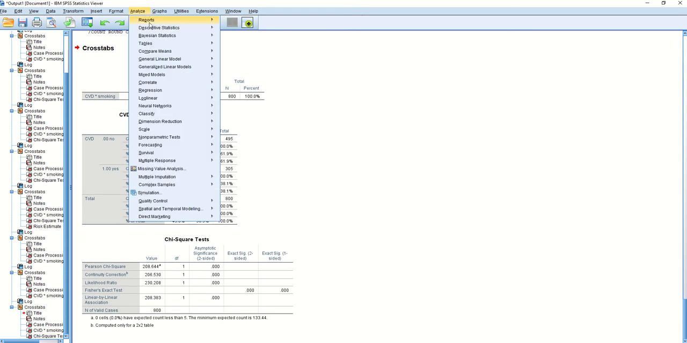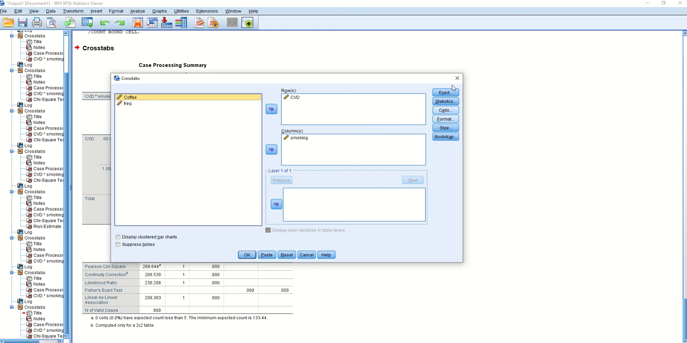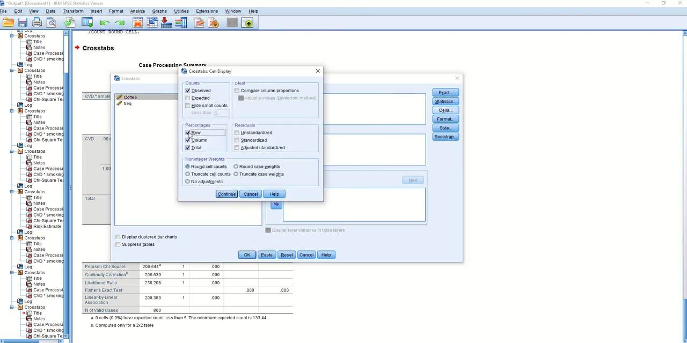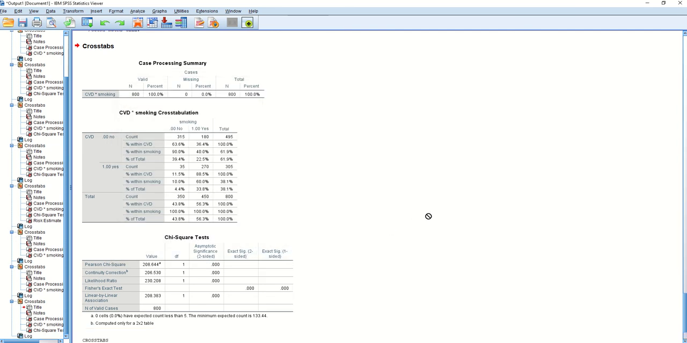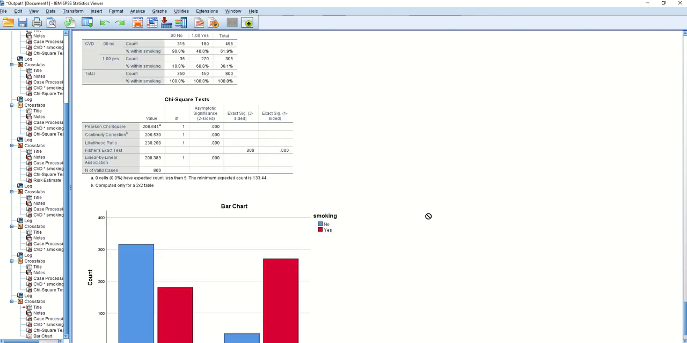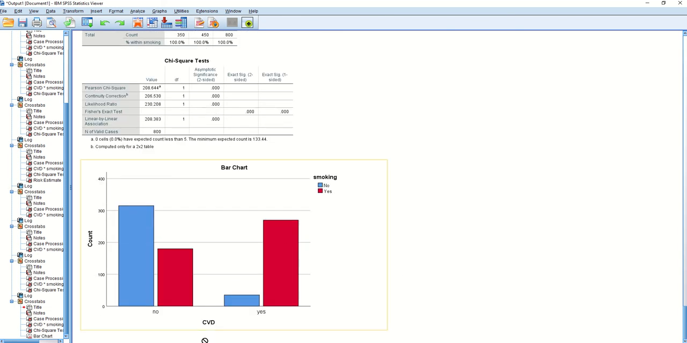Again, one last thing. This time I'm just going to keep the column percentage, and I will add display clustered bar charts. You do that, and you also get a bar chart showing the results. But it's based on count, it's not based on percentages.